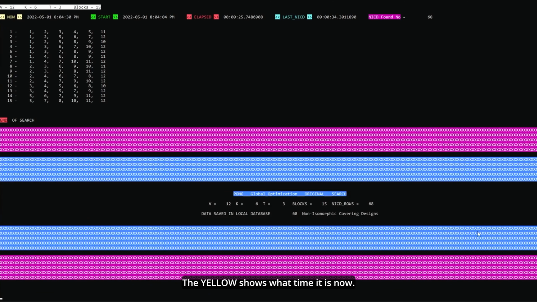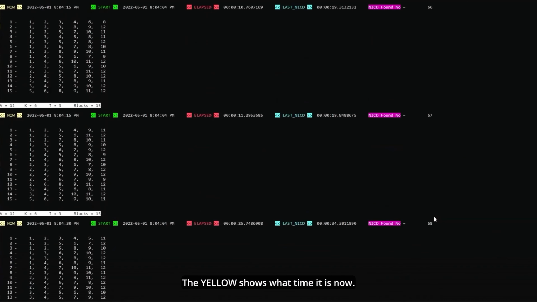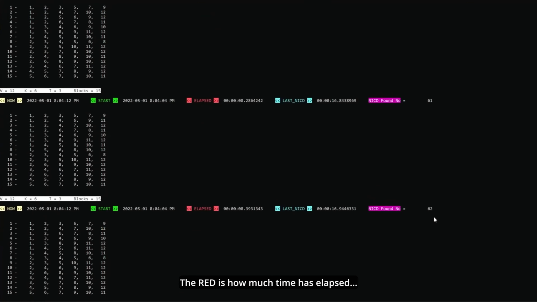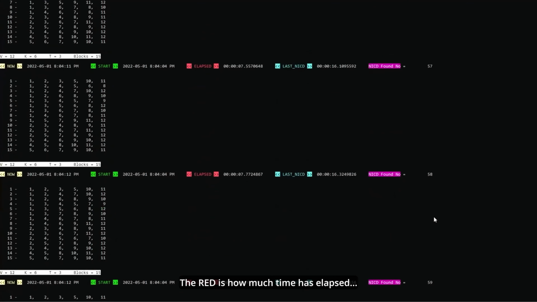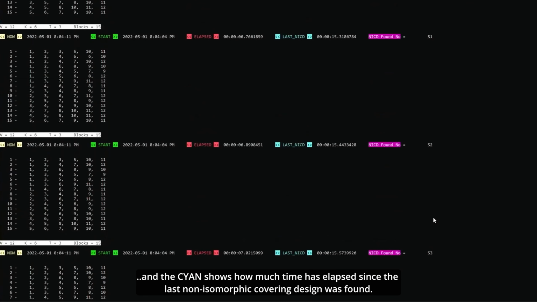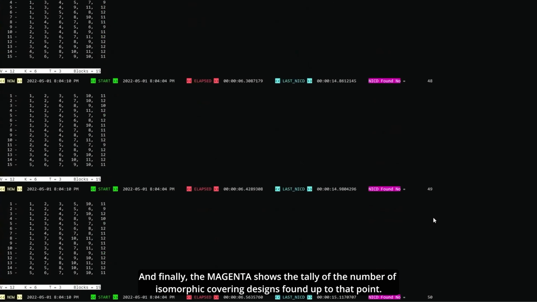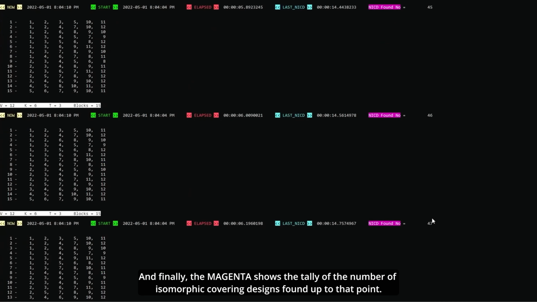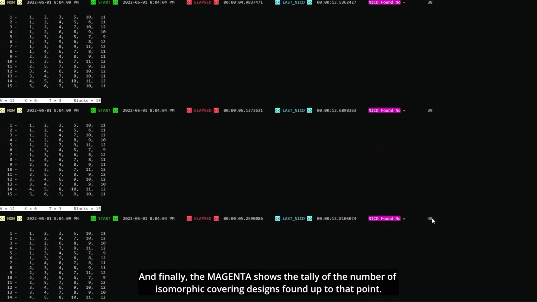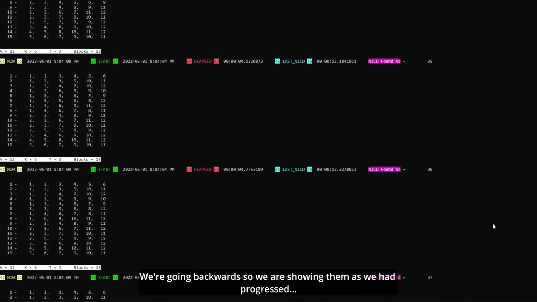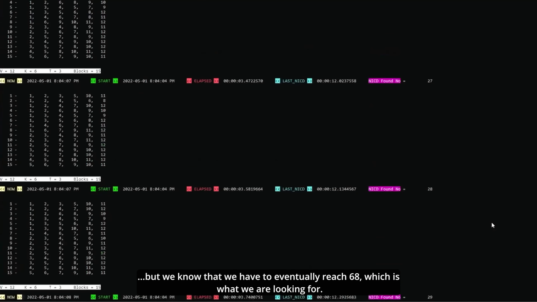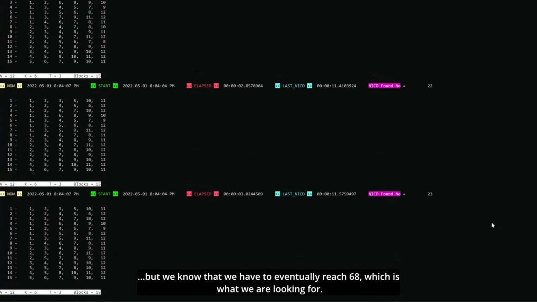If we stop it over here, the yellow shows what time it is now. The green is when it started. The red is how much time has elapsed, and this one is how much time has elapsed since the last non-isomorphic covering design. And finally, and most importantly, this is the tally of the number of non-isomorphic covering designs found up to that point. As we were going backwards, we're showing 3, 4, 5, 6, 7 as it would progress. But we know that we have to reach eventually 68, which is what we're looking for.